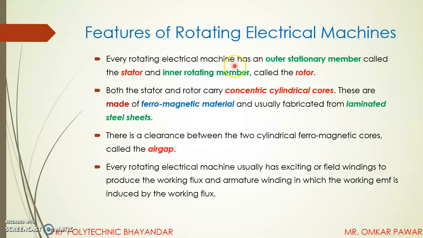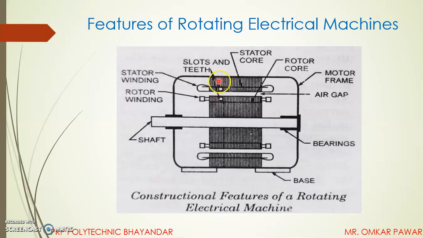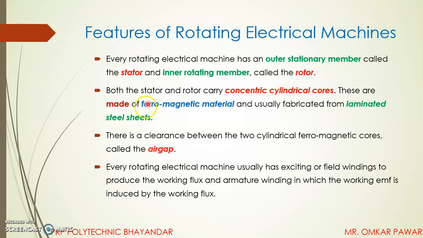So every rotating electrical machine has an outer stationary member called the stator and an inner rotating member called the rotor. Both the stator and rotor carry concentric cylindrical cores. That is, this iron part is the core on which the coil is wound. These are made of ferromagnetic material and usually fabricated from laminated steel sheets.